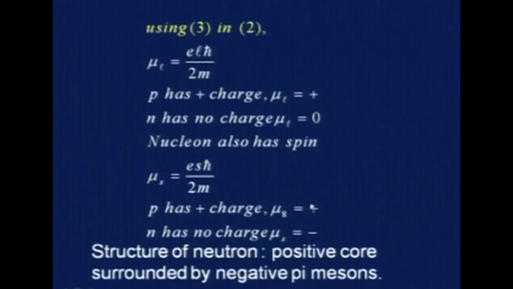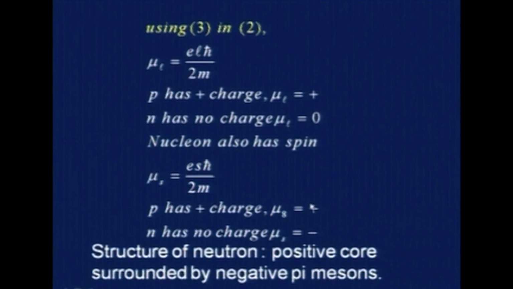That is because the neutron as such has got a positive core, surrounded by pi meson, negative pi meson. Therefore, as it spins, overall charge is 0. But when it is spinning, the minus pi mesons are spinning. Therefore, we get minus. So we will just continue this in the next class.